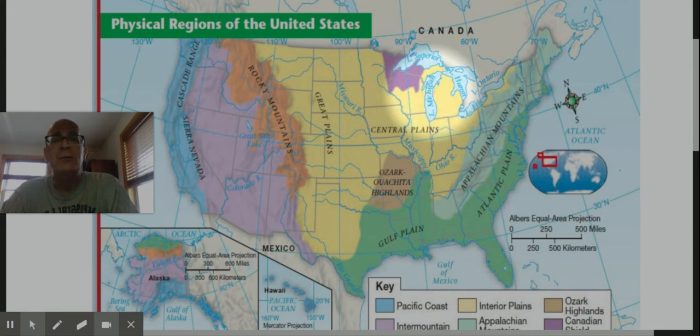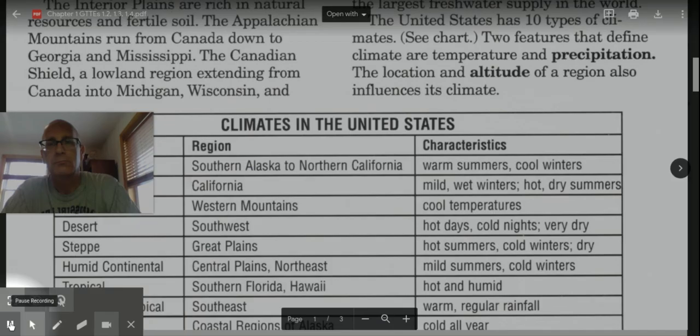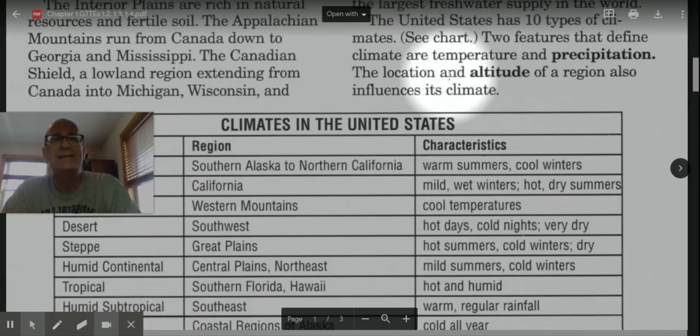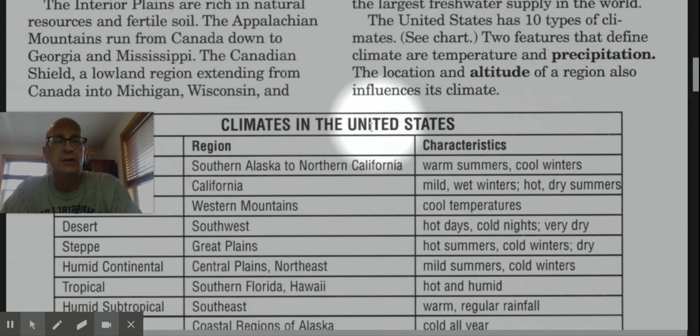Now, in a moment, we're going to talk about the climates of the United States, which, just like the physical regions and the rivers we just went over, are also going to be extremely diverse and plentiful in the United States. The United States has 10 types of climate. We're going to talk about that in the chart in just a moment.